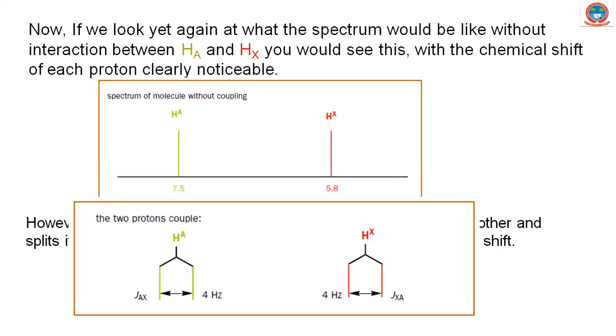But you see, this 7.5 value is coming in the middle. So this is the value of Ha, but it is split into two signals, and this value is 4 hertz. Remember.